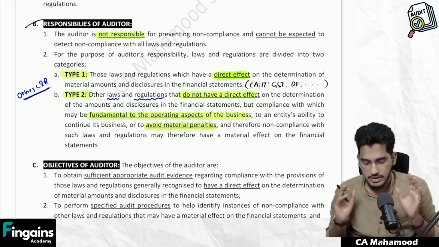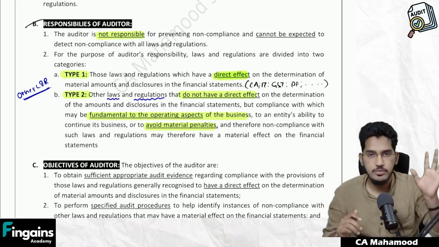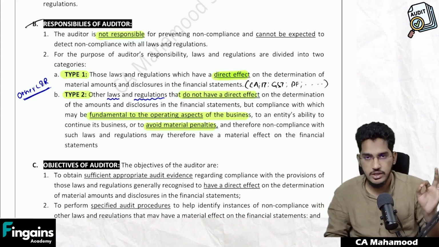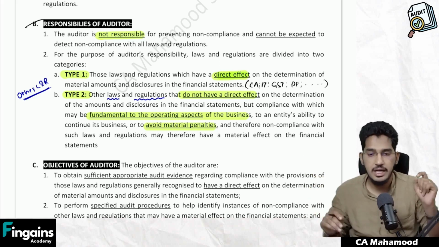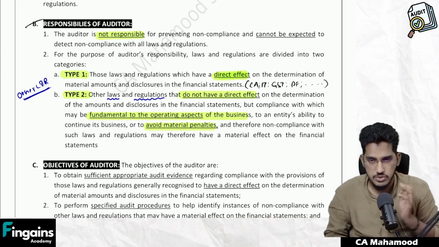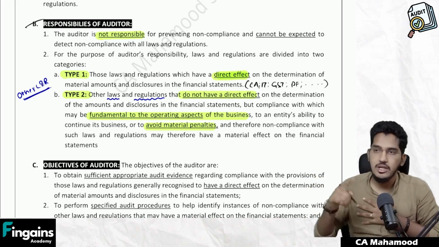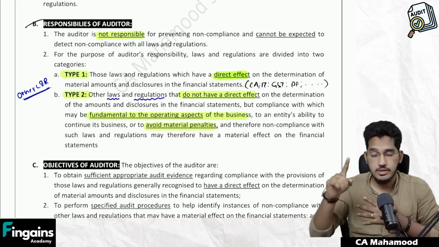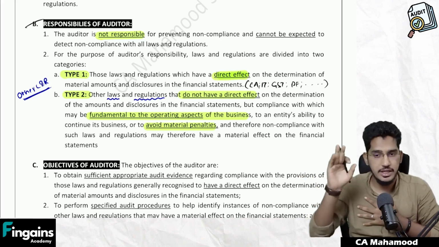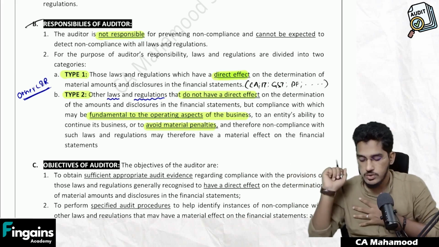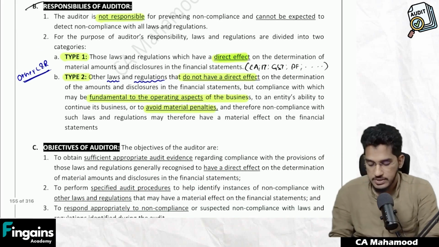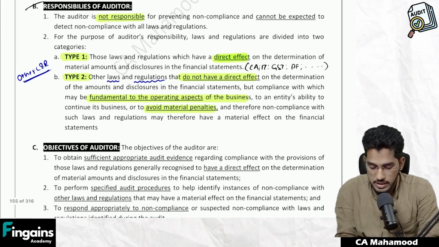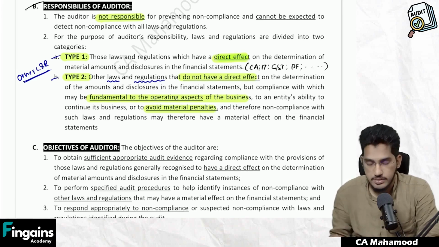So you don't go into all these technicalities. Just remember one thing: Type 1 laws and regulations have a direct effect on the determination of amounts and disclosures. Type 2 laws and regulations do not have any direct effect on the determination of amounts and disclosures, but compliance is still required, as it is very important for the entity's ability to continue and also to avoid major penalties.